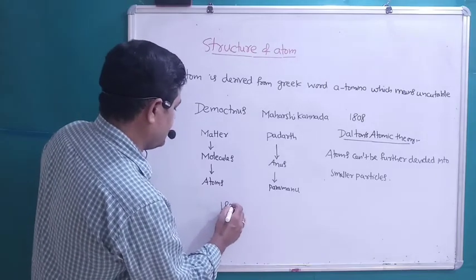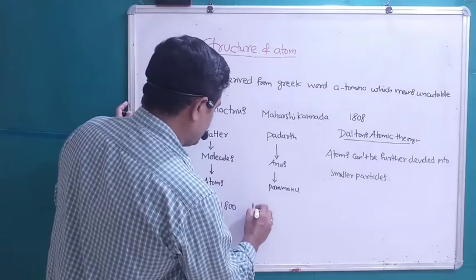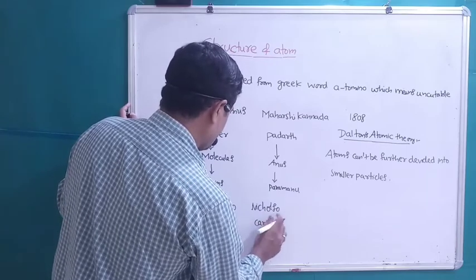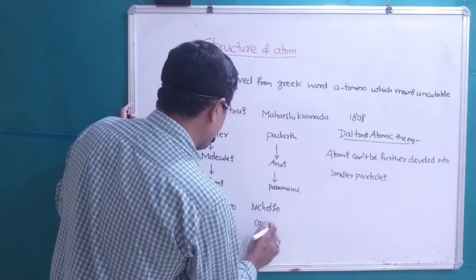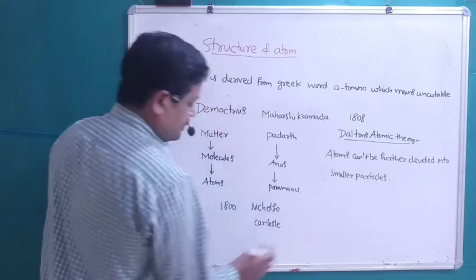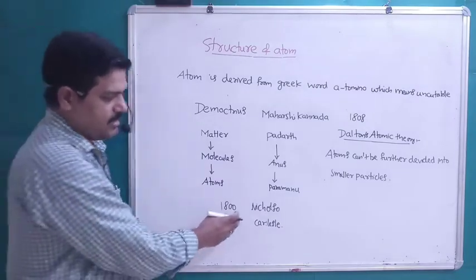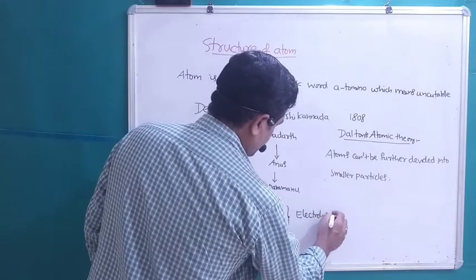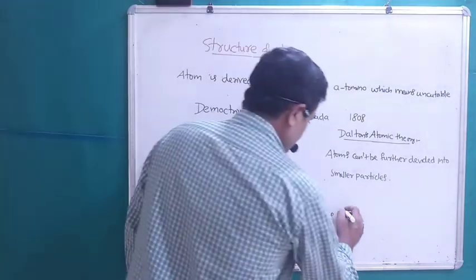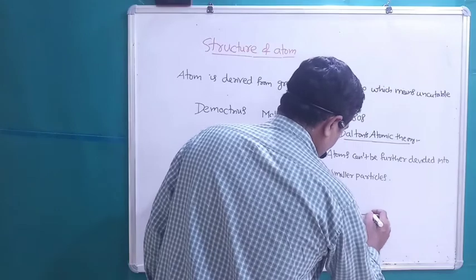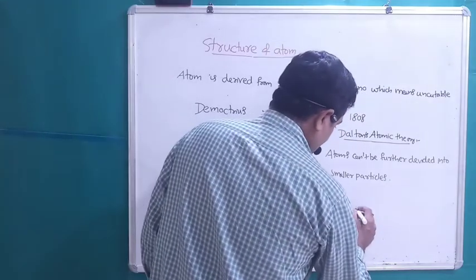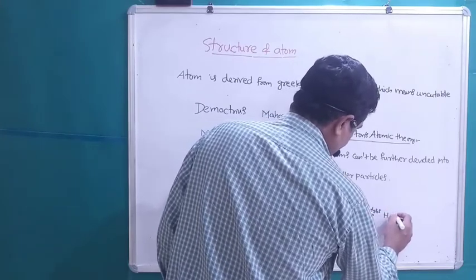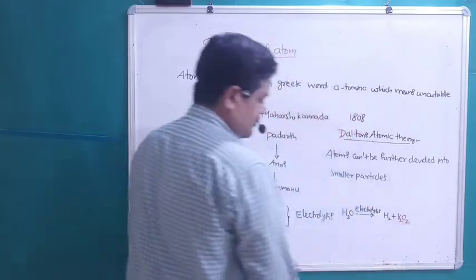Around the year 1800, two scientists, Nicholson and Carlisle, for the first time did electrolysis of water in the year 1800. From the electrolysis of water, they were able to decompose water by using electricity. In the electrolysis of water, they were able to produce hydrogen gas and oxygen gas, right?